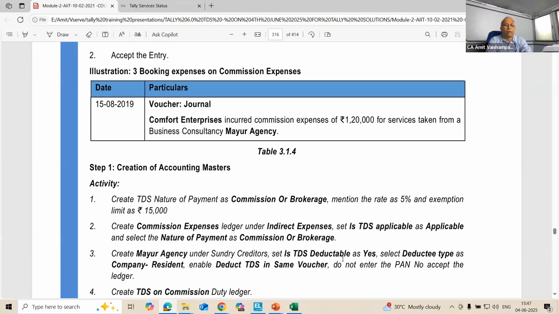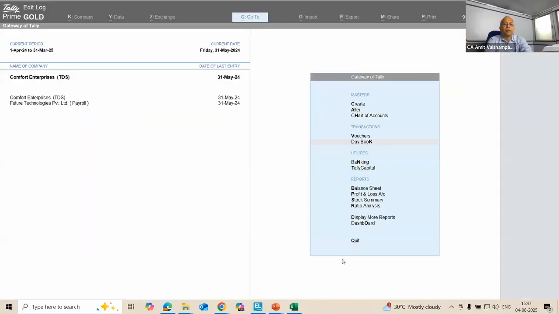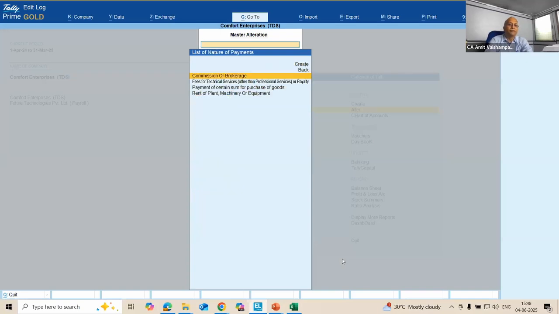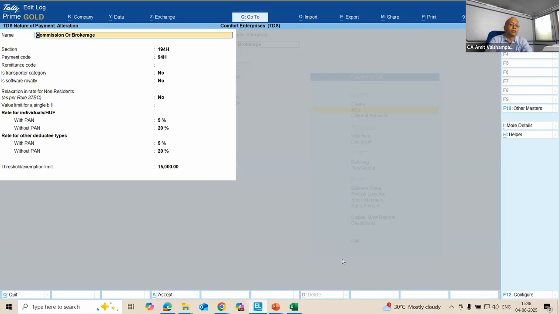Now, in this case, the party's name is Mayur Agency, and Mayur Agency has, for whatever reasons, not mentioned the PAN number. So we shall be creating a TDS nature of payment as commission or brokerage. This is the TDS nature of payment we have created, and we have mentioned here that if it is without PAN, the TDS should be deducted at 20%.